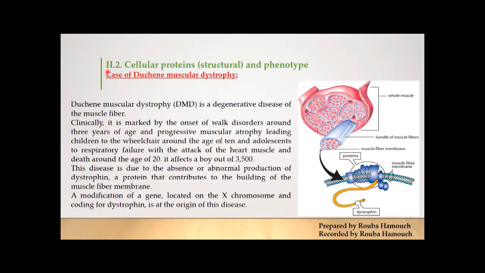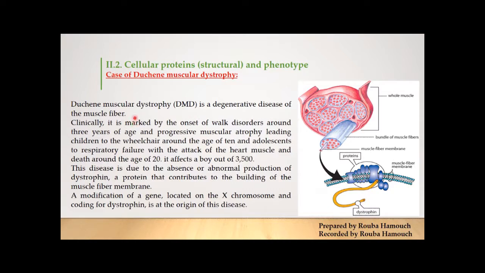Now we pass to part 2.2, and we are going to explain the relation existing between the cellular proteins or the structural proteins and the phenotype. Quick review, or quick recap, about the cellular proteins. Cellular proteins are proteins destined to remain in the cell to constitute the cell membrane or the organelle membranes found in the cytoplasm. So the cellular proteins will not leave the cells, they remain in the cell.